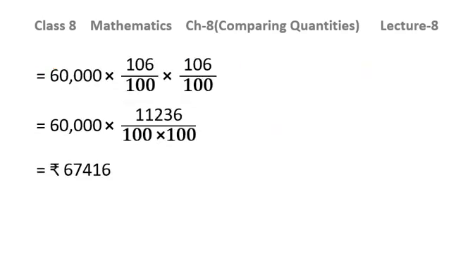So 60,000 into 106 over 100 into 106 over 100, because the time was 2 years, so it will be written twice. After taking the square of 106, you will be getting 11,236 over 100 into 100. So after solving, you will be getting the amount as 67,416.